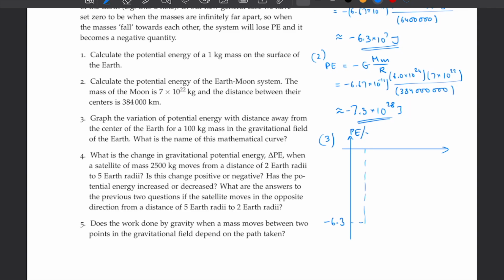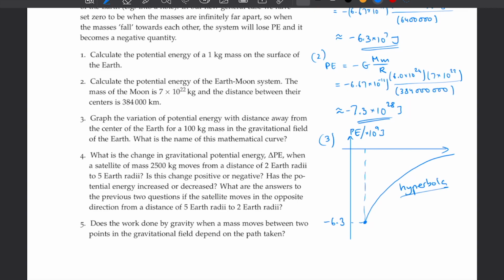So let's just write the units here as 10^9 joules, so I can just write negative 6.3 on the axis. That's where we start, and then we know that the potential energy is proportional to 1 over r, so it sort of increases as a 1 over r relationship, and that's a hyperbola. Maybe you've come across that in math. It's the reciprocal function, y equals 1 over x, and here it's just negative 1 over x. That's what the variation looks like, and that's the name of the curve.